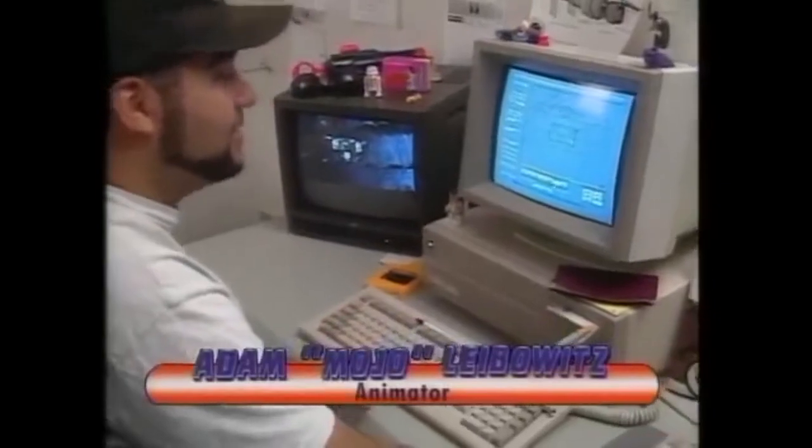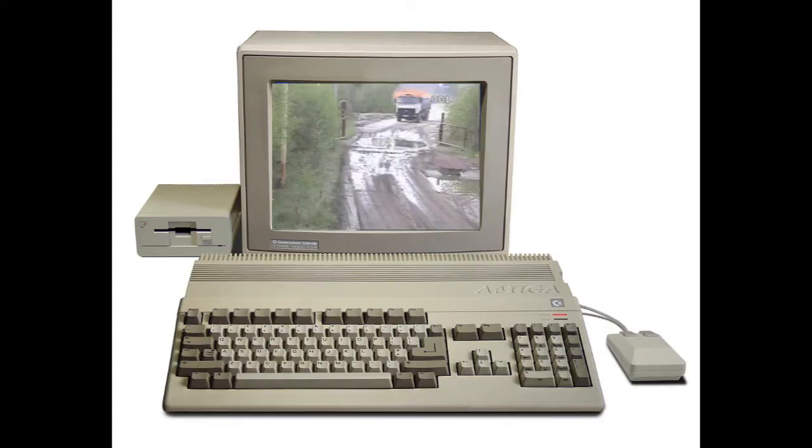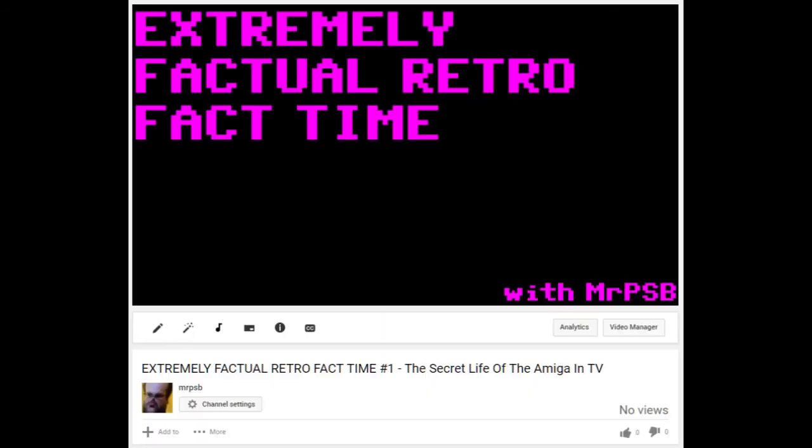Alas, the Amiga's involvement in Babylon 5 was short-lived, as PC and other hardware rapidly developed and became more powerful. Commodore's financial and technical woes meant it was left behind. Even so, the Amiga's place in televisual history was assured.